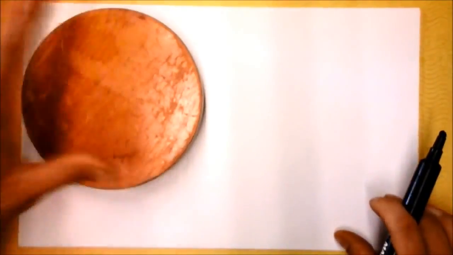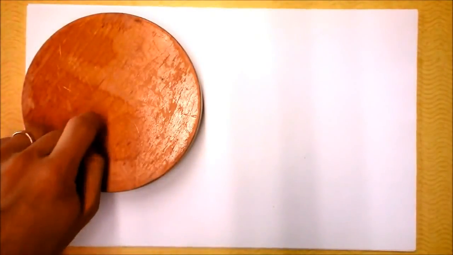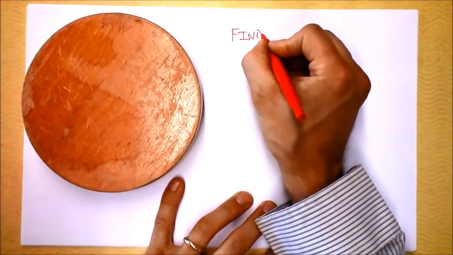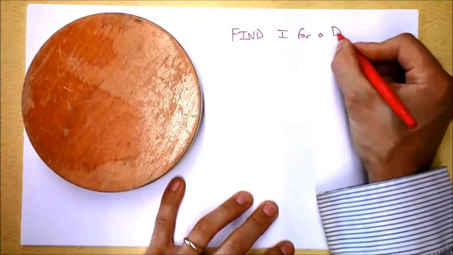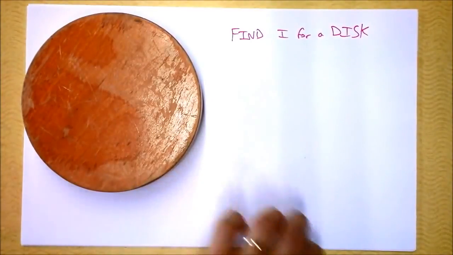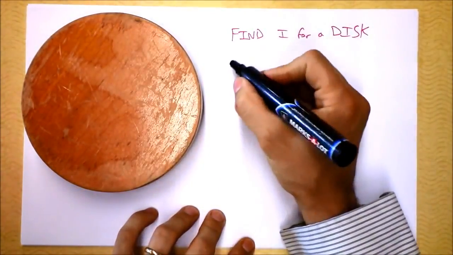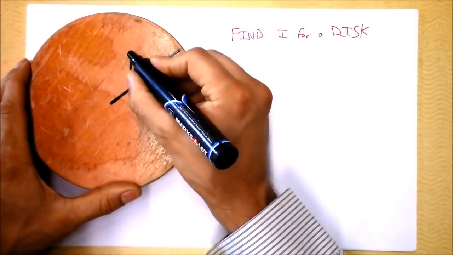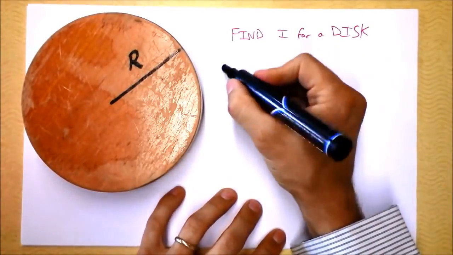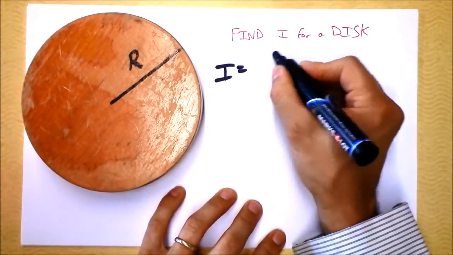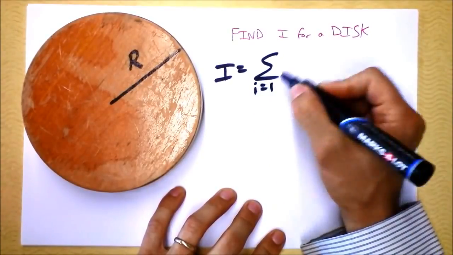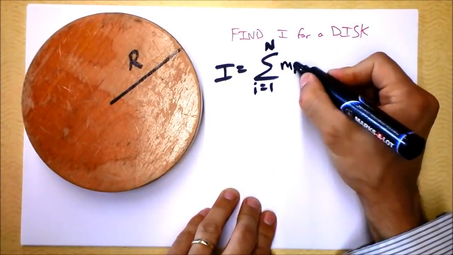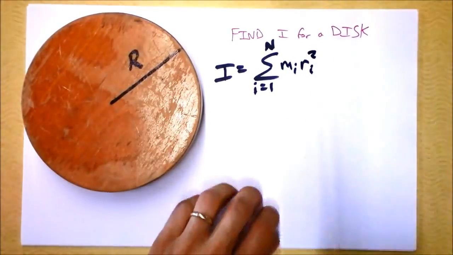Want to do a disc? Let's do a disc. This is a little bit of a different problem. A disc has mass in the middle also, and I'm going to find its moment of inertia. Let's start from here and go to here. That's capital R. And we're going to say that I is equal to the sum from i equals 1 to the total number of mass chunks in here of the mass times where that mass is, squared.